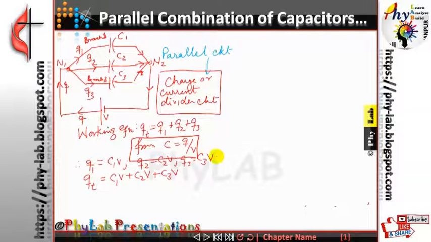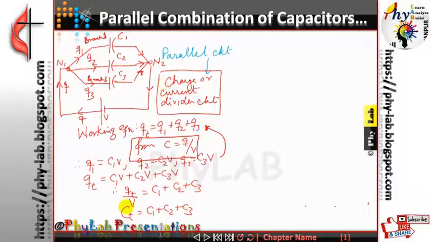Now what I'm going to do is substitute these values in equation number 1, our working equation. So I can then say Q total is equal to Q1 being equal to C1V, Q2 being equal to C2V, and Q3 being equal to C3V. The Q total is equal to C1V plus C2V plus C3V. Now taking V common on the right side of the equation and then bringing it to the left hand side, the Q total upon V is equal to C1 plus C2 plus C3. And Q upon V is nothing but the net capacitance of these three.